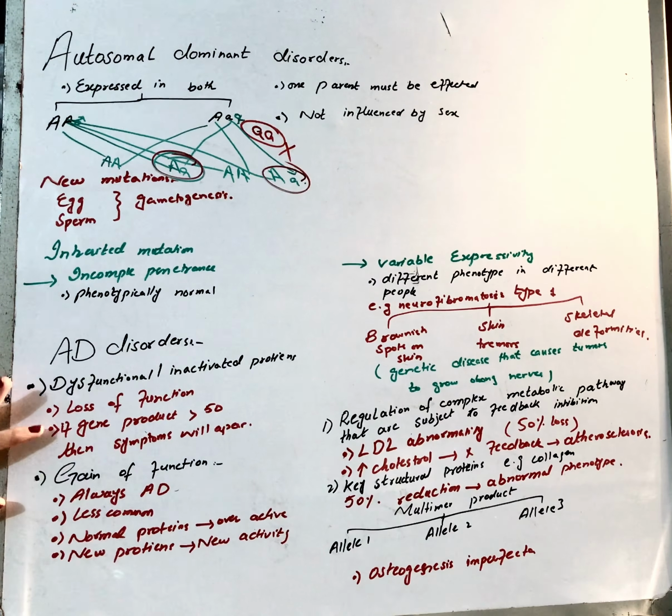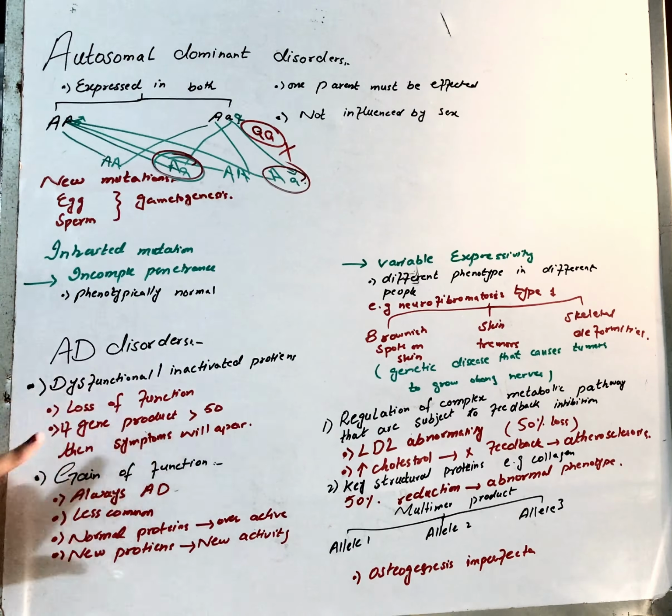And when does this happen? If the gene product is less than 50%, then the symptoms will appear. If the gene product is greater than 50%, then those enzymes' activity will be enhanced. They will function more to compensate for the loss, so there will be no expression of that disorder. But if the gene product is less than 50%, then signs and symptoms will appear.